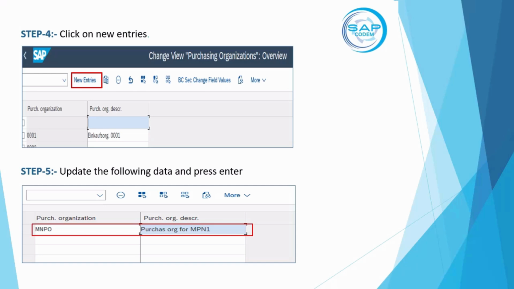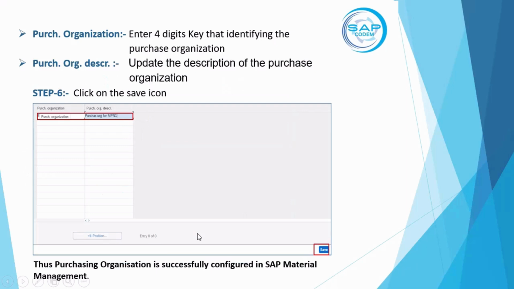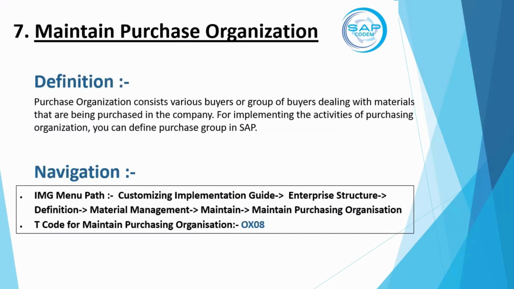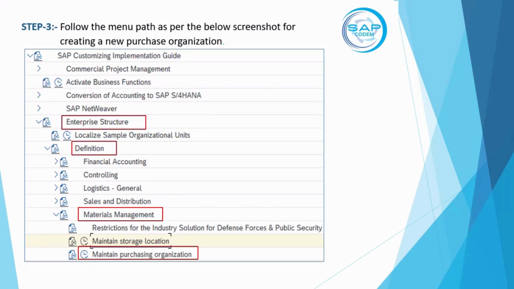So this is the 4-digit purchasing organization for this company. Okay, this is done. Purchasing organization created successfully. I told you the two ways to go. One is OX08, another one is by SPRO.